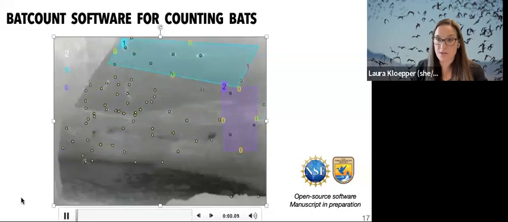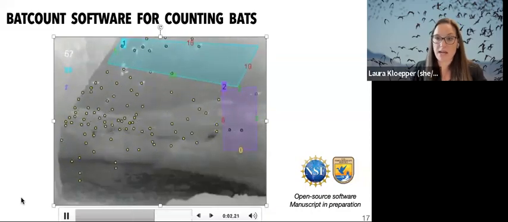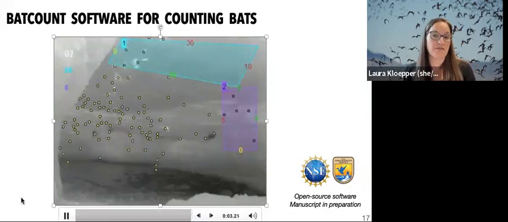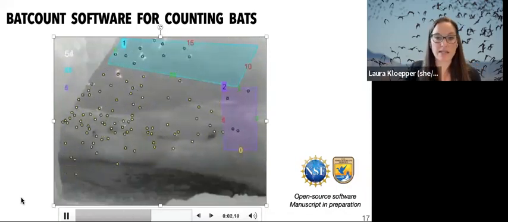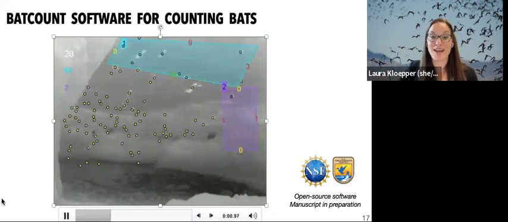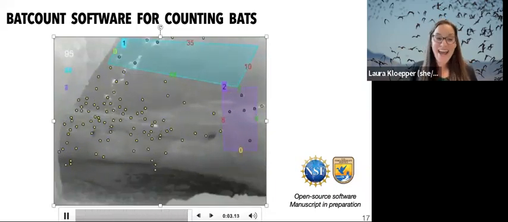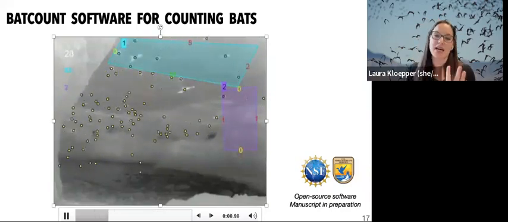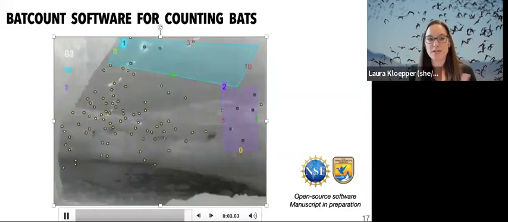So the different people working in the state offices, they were the ones that actually informed us on the features in the software and helped with all the beta testing on this. So it's been a really fun project. And the benefit is now I get to count bats a whole lot faster. So that bottleneck I had of trying to count bats, that's out the window.